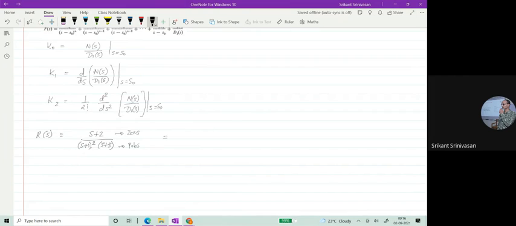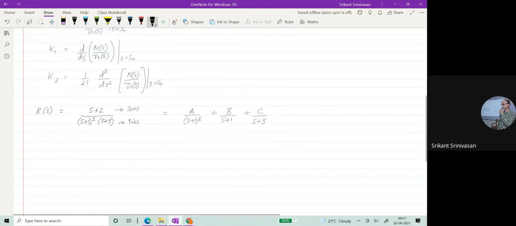some number, say A over (s plus 1) square plus B over (s plus 1) plus C over (s plus 3). Okay. Now how do I find out A, B and C? Can you tell me what are the values? So the easiest in this is C, right? Because we have been doing this part before. It's very straightforward. You have to just put s is equal to minus 3 in the remaining expression.